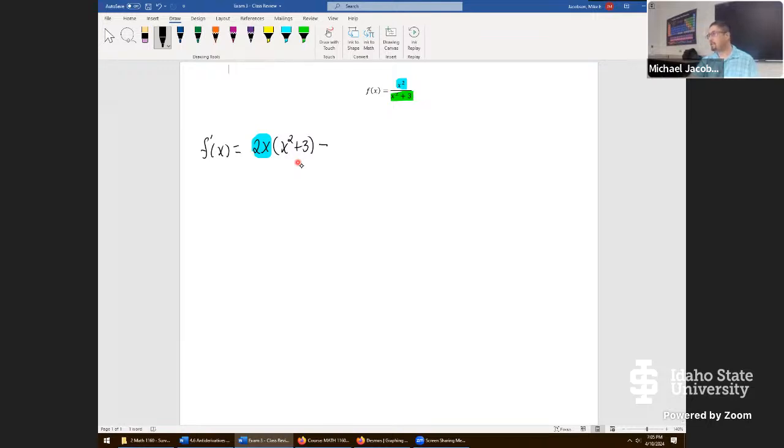Next, we'll have a minus, copy an x squared, but then differentiate x squared plus 3. That's going to give us a times 2x here as well. Let me just fix that, make it look a little bit similar. Then the full thing is divided by x squared plus 3 squared. So that's our setup to start.